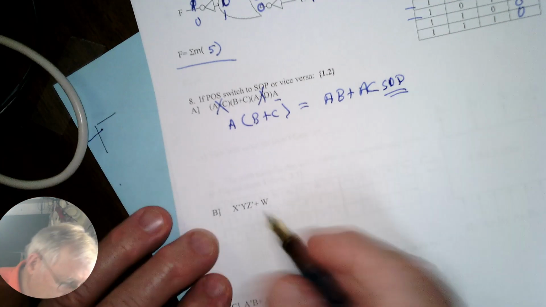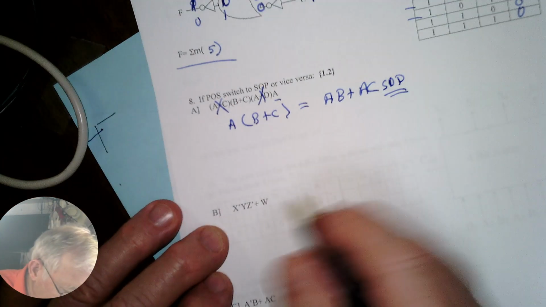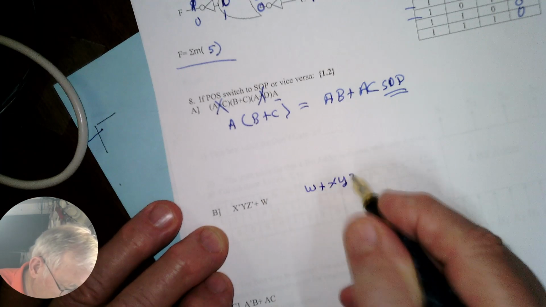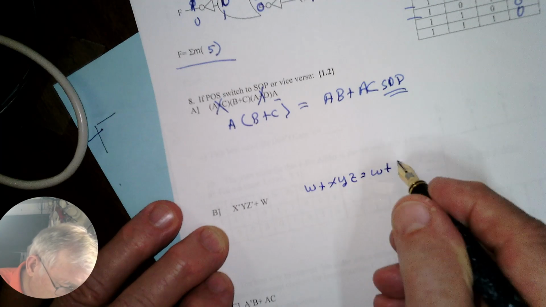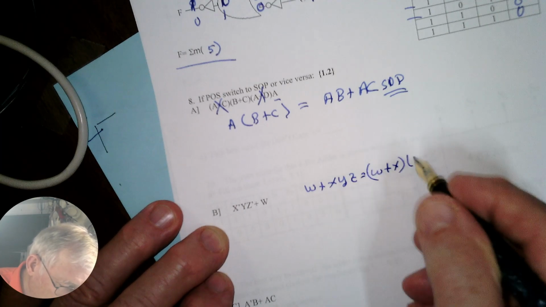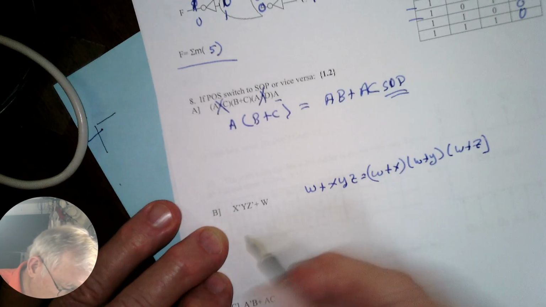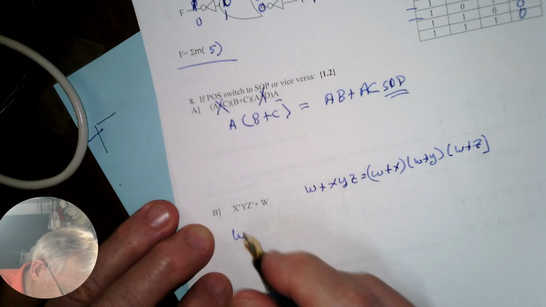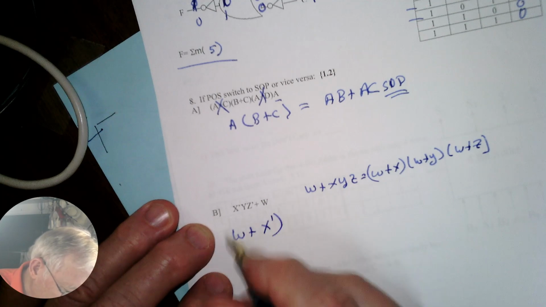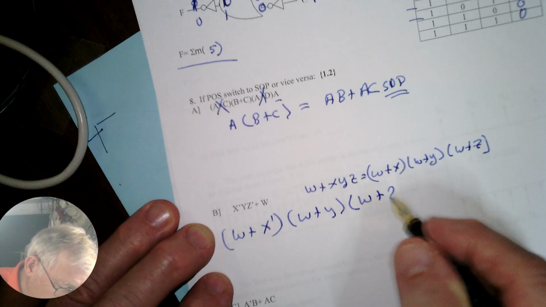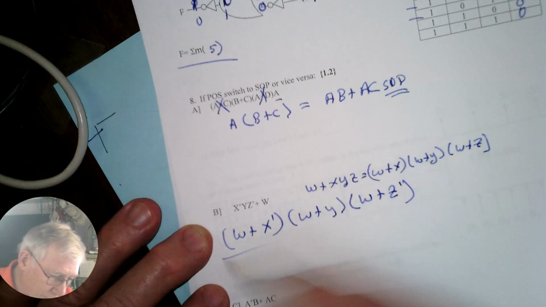All right, here we have W plus XYZ. We've looked at this before. We're just going to use W plus XYZ equals W plus X, W plus Y, W plus Z. And so in this case we have primes, so it's going to be W plus X prime, W plus Y, and W plus Z prime. So that's the answer right there.